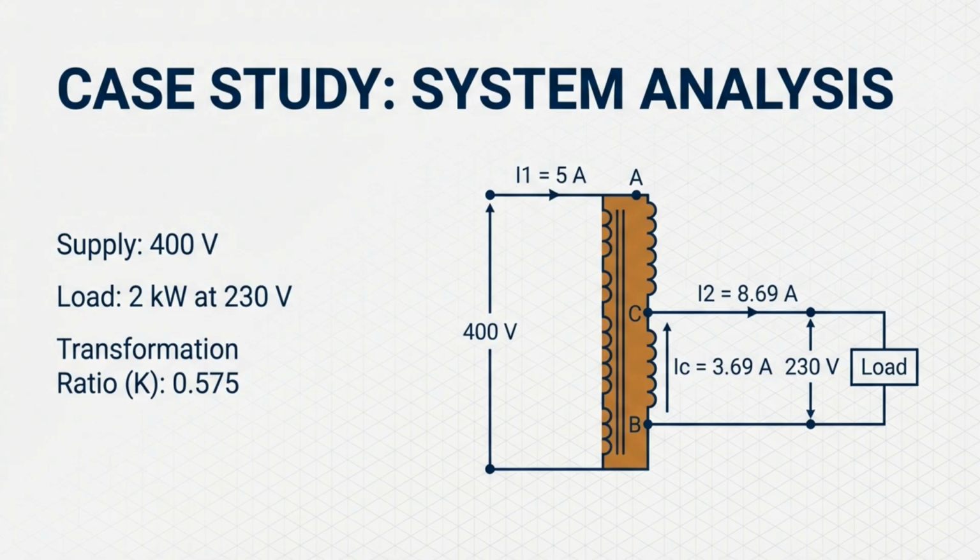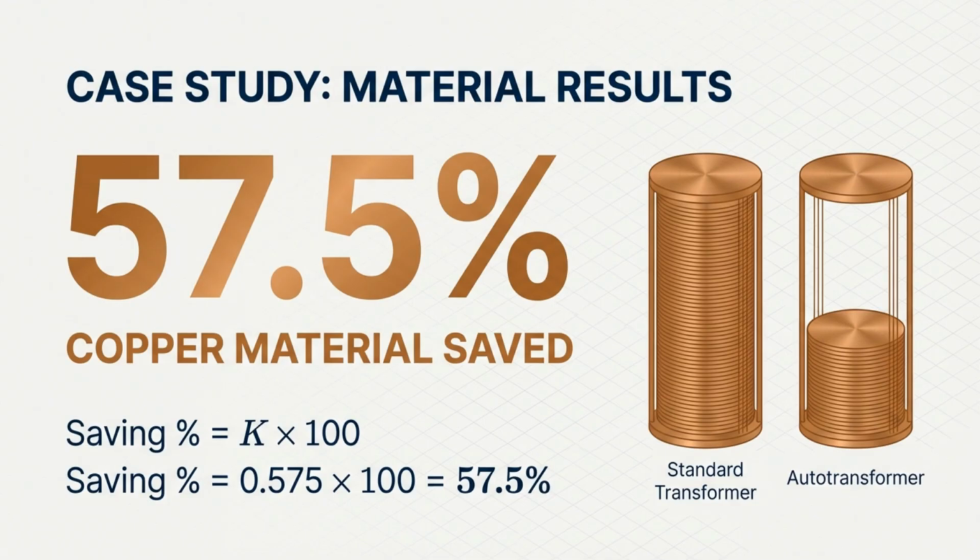Let's consider a case study with a supply of 400 volts, a load of 2 kilowatts at 230 volts, and a transformation ratio K of 0.575. This allows us to calculate the operating currents. Based on the case study, the copper material saved is 57.5%, calculated as K multiplied by 100. This visualizes the substantial reduction in required copper.